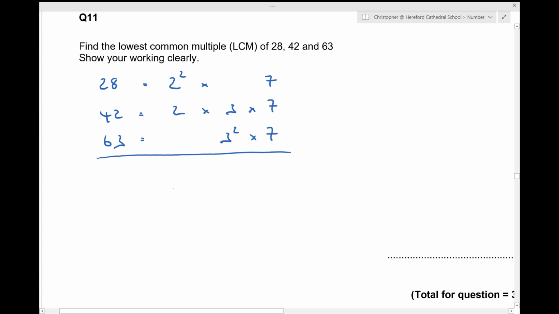The lowest common multiple. So I'm going to need to build a number out of the highest powers required. So I simply take the highest power of each of my columns, and there is my lowest common multiple, which on my calculator is 252.